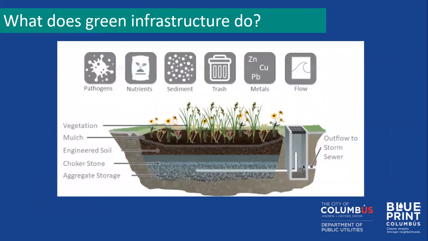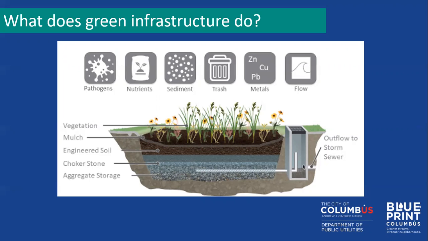We can see the way that it filters through this kind of cross section of a rain garden, starting at the top with what you see. Those are plants, and they're special plants. We use native plants, and these plants are special because they can survive in very, very wet conditions and also very dry conditions. Mulch, and then underneath that is a layer of bioasoil.